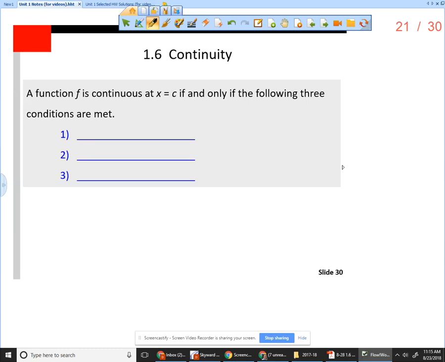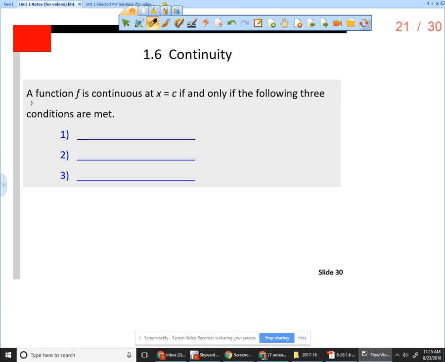This is the note video for slides 30 through 32 for section 1.6. 1.6 is a topic called continuity. So we're talking about the continuity of a function.